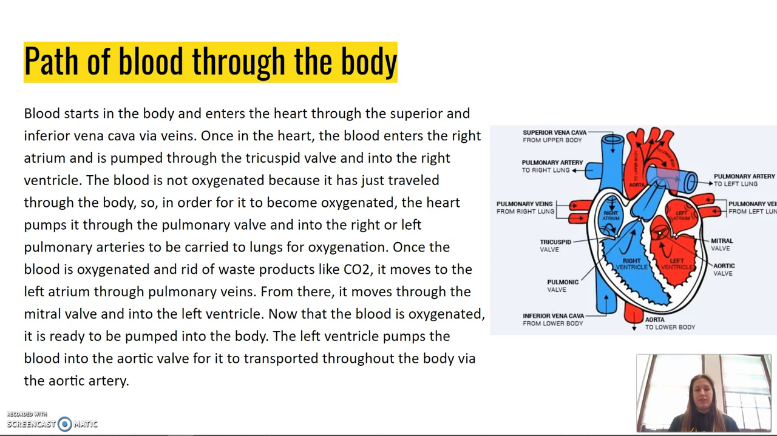Now that the blood is oxygenated, it is ready to be pumped into the body. The left ventricle pumps the blood into the aortic valve for it to be transported throughout the body via the aortic artery. Here is a picture that explains the process as well.